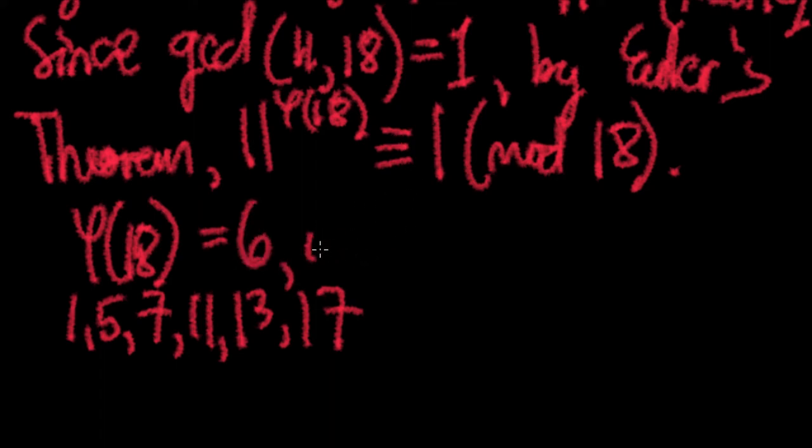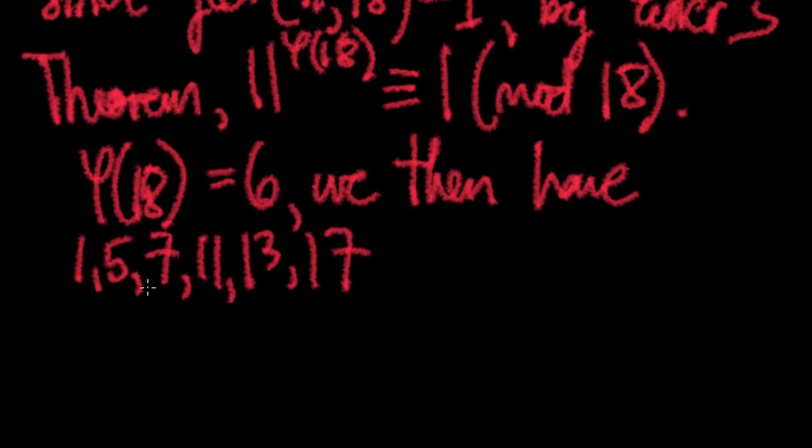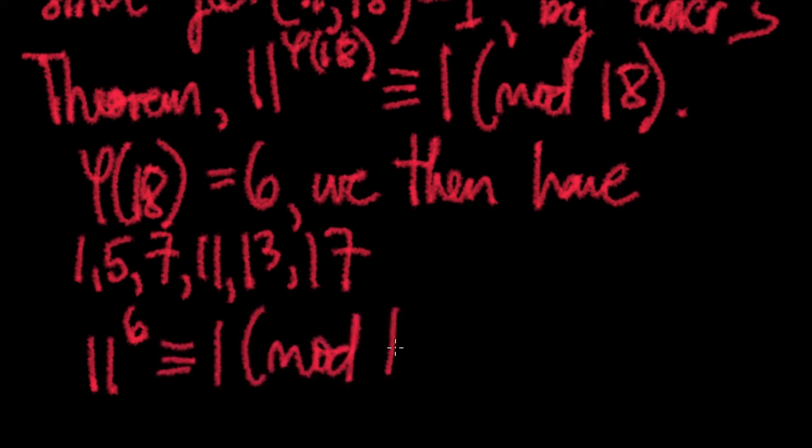Hence, we then have 11 raised to 6 is congruent to 1 mod 18. So far so good. We have already established our congruence, and we have now defined our totient function, or phi function.